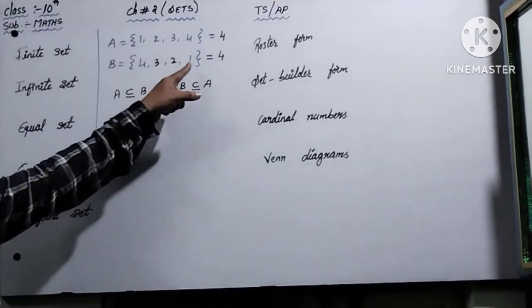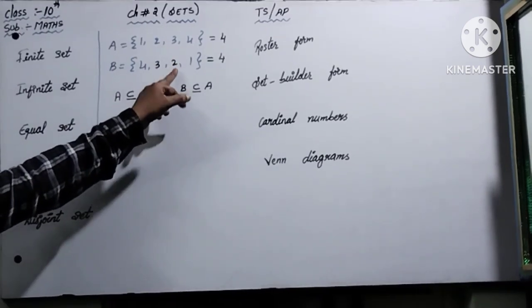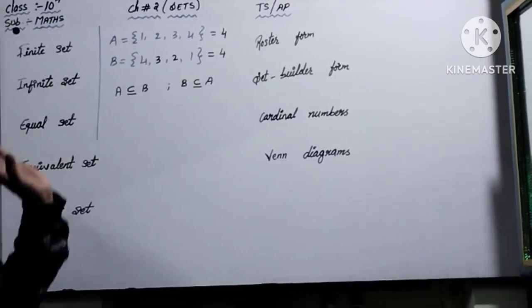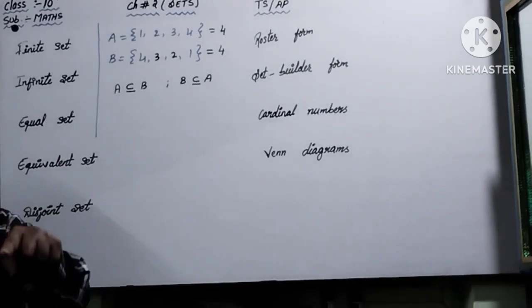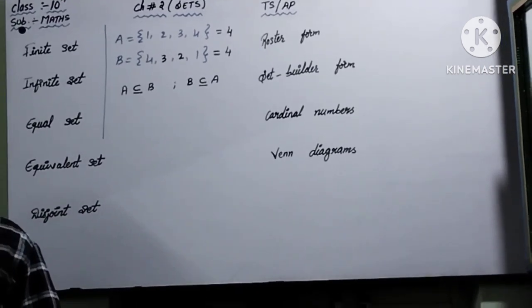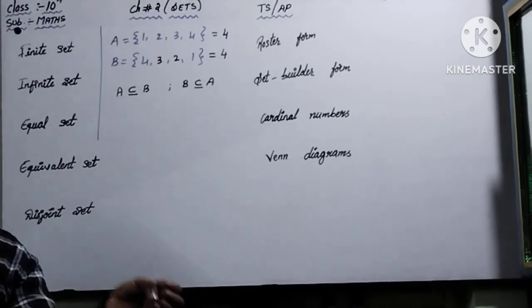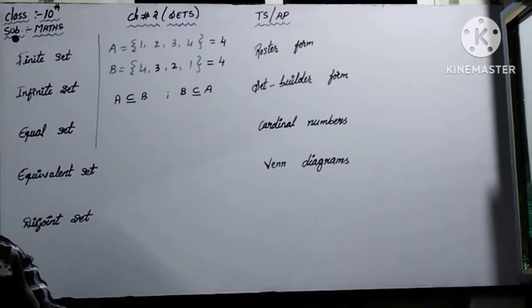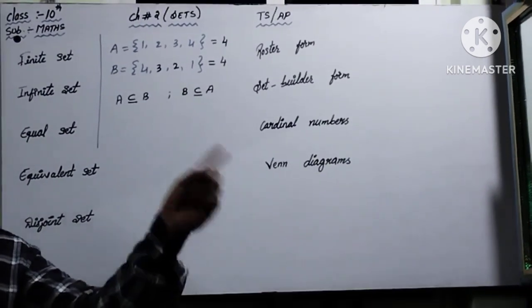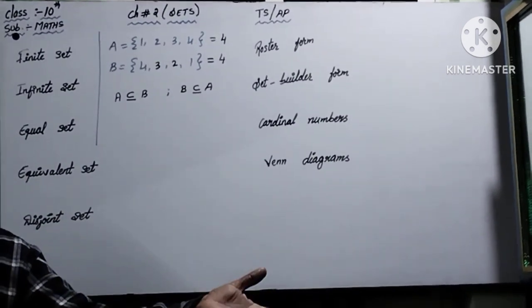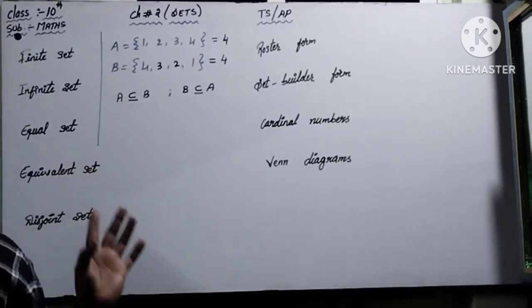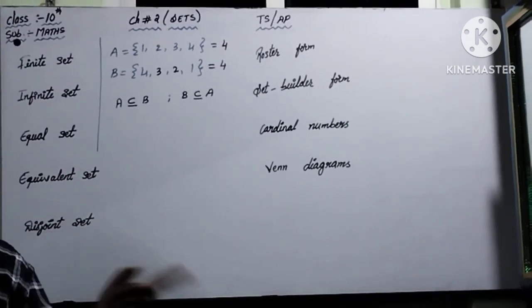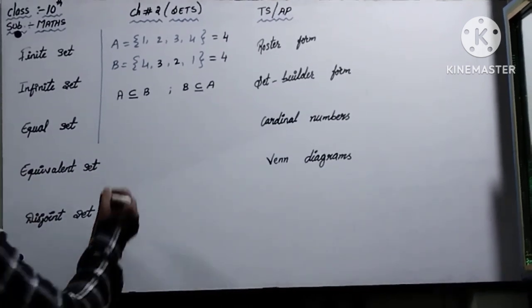Here 1 is there, here also 1; 2, 2; 3, 3; 4, 4. Whatever elements are in set A, the same elements are also in set B. So A is a subset of B, and B is a subset of A, meaning A equals B and B equals A. That is called an equal set.